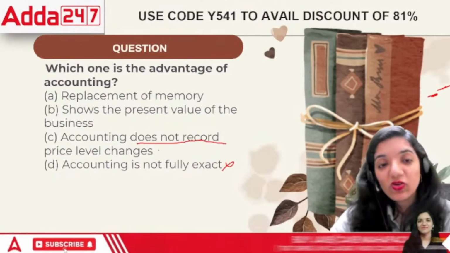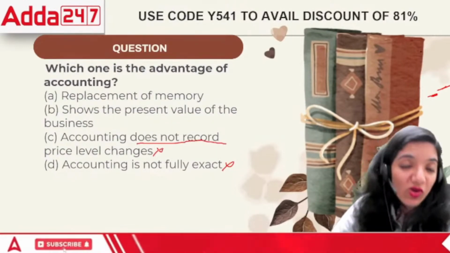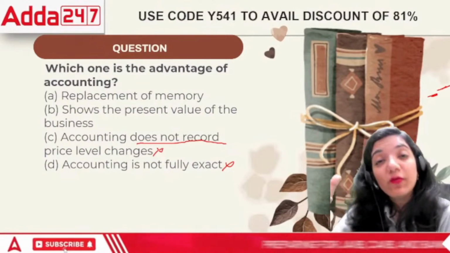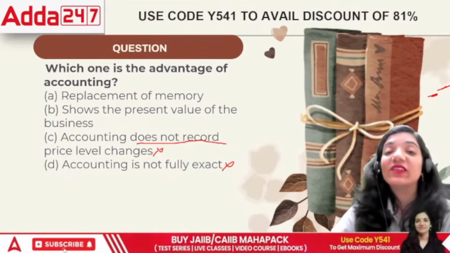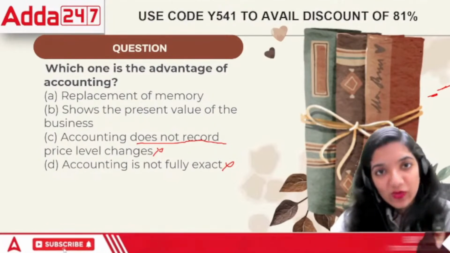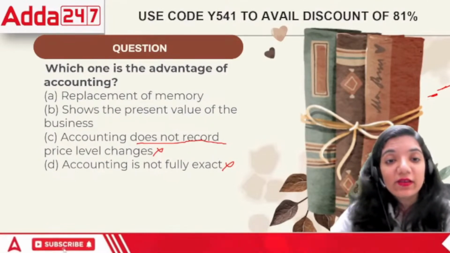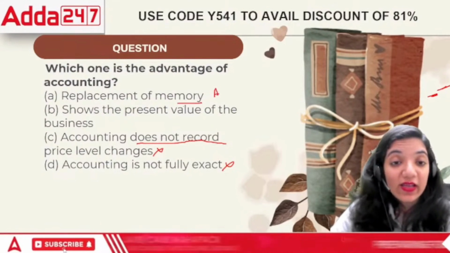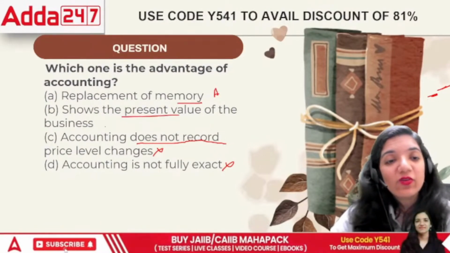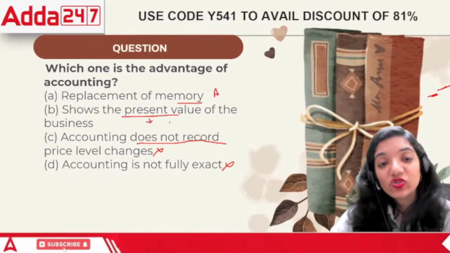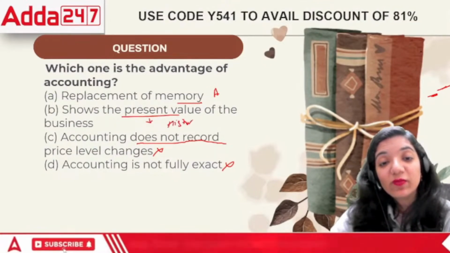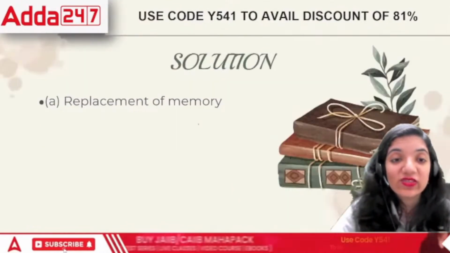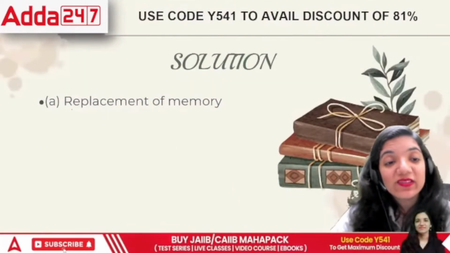Yes, it does not record the price level changes, because if it recorded all those financial price level changes, it would waste so much time on the price level adjustment every single year that it would forget its working itself. Then it replaces the memory. This is basically an advantage, correct? And then shows the present value of the business. This is wrong. It shows the historical value, not the present value. So technically this part is not correct. So in this case the correct answer is it replaces the memory.